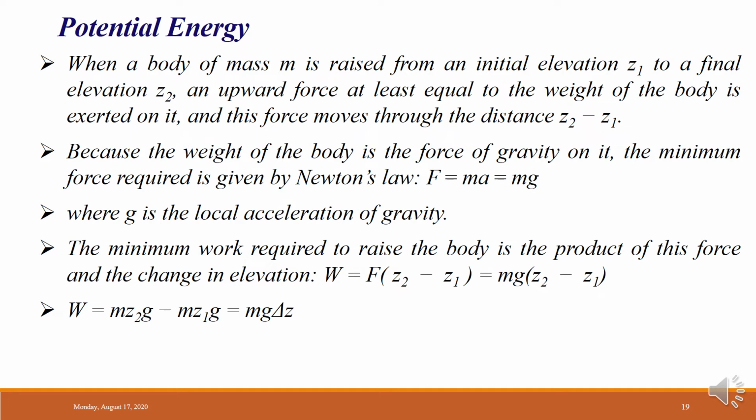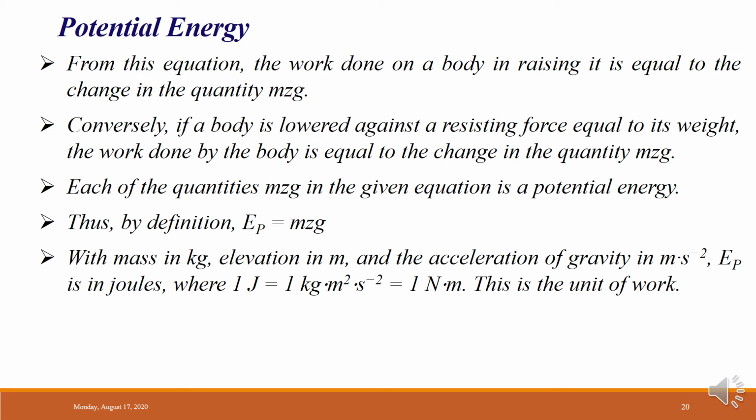So it is W is equal to F into z2 minus z1. The force is mg, mass into acceleration due to gravity. So it is mg bracket z2 minus z1 here, right? So you can get W is equal to m z2 g minus m z1 g, and that is nothing but your mg delta z. From this equation you can say the work done on a body in raising it is equal to the change in the quantity mzg, right?